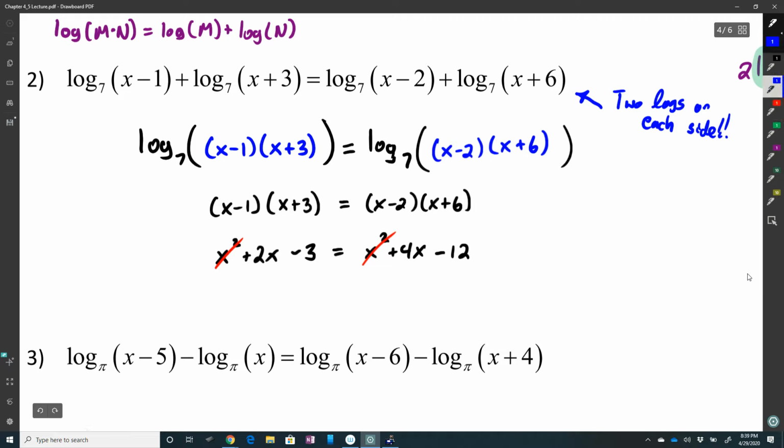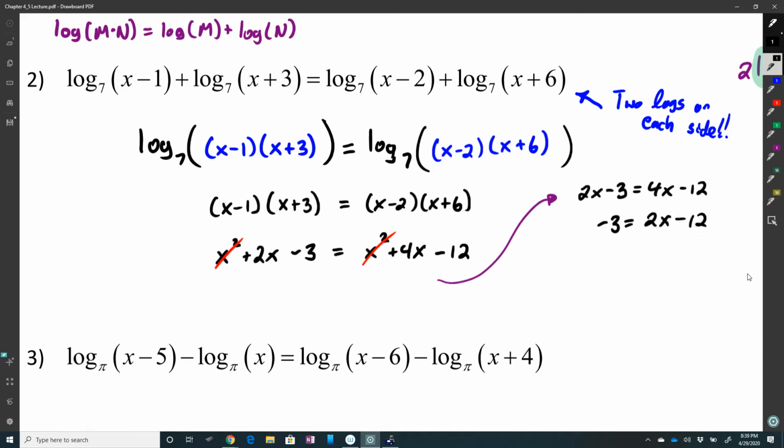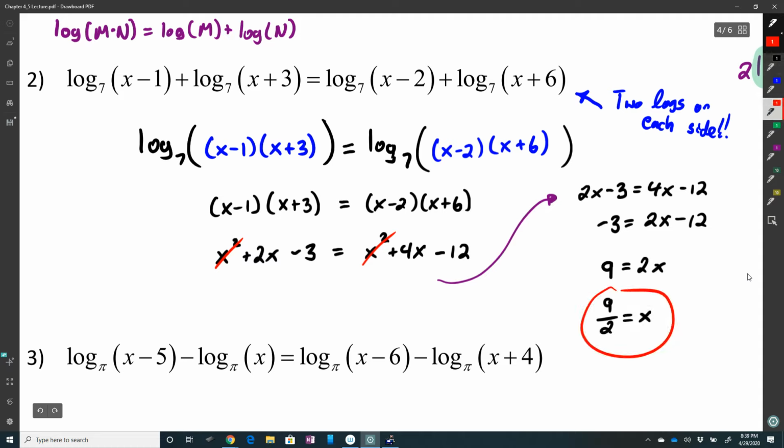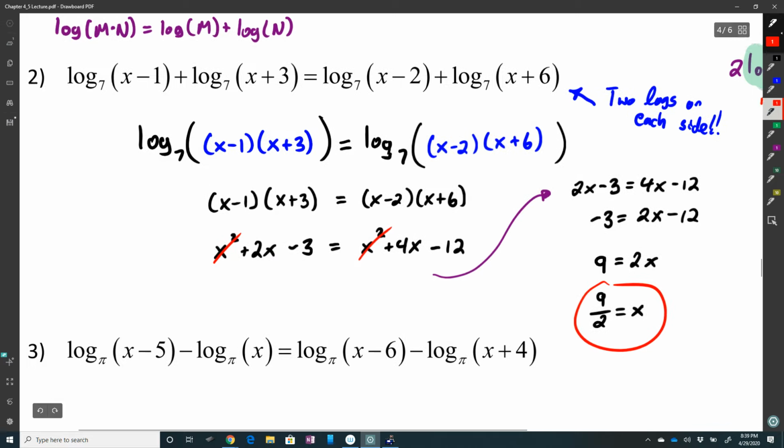So I'm going to give myself some room. I have 2x minus 3 equals 4x minus 12. And we solve. So I subtract 2x from both sides. Negative 3 equals 2x minus 12. Add the 12 to the other side. That's 9. So x equals 9/2. Okay, so there you go.